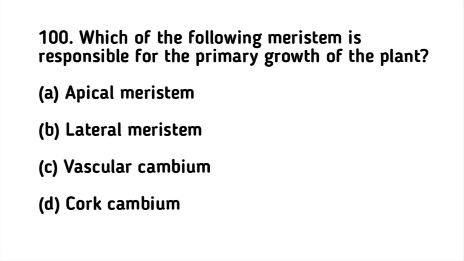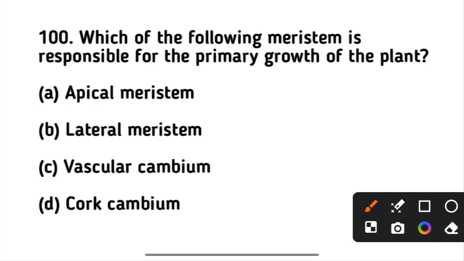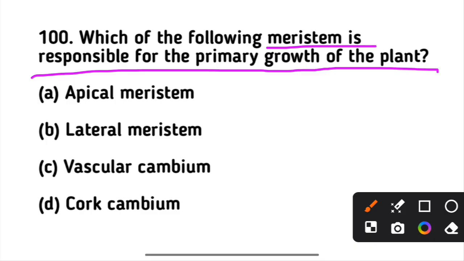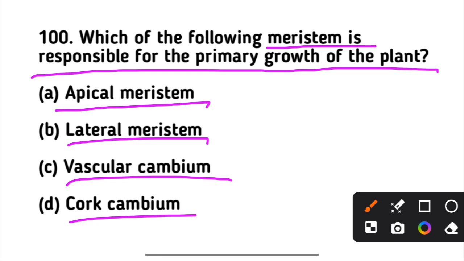Next, last question: which of the following meristems is responsible for the primary growth of the plant? Options are apical meristem, lateral meristem, vascular cambium, cork cambium. Option A is correct, apical meristem.